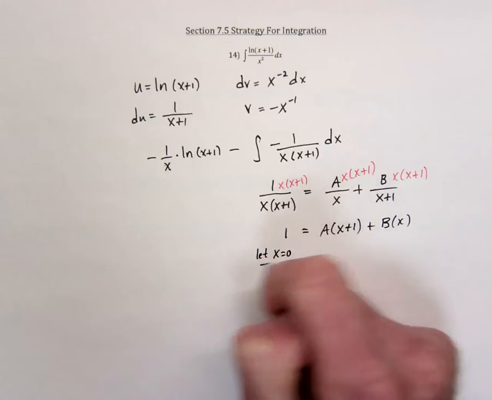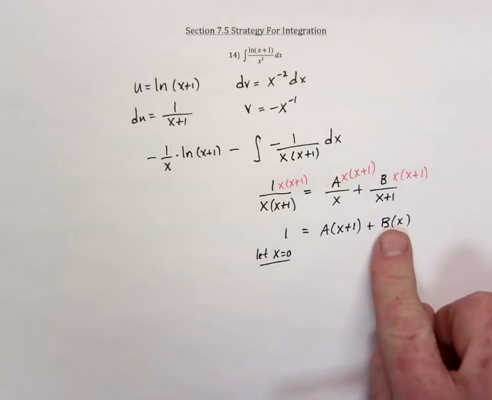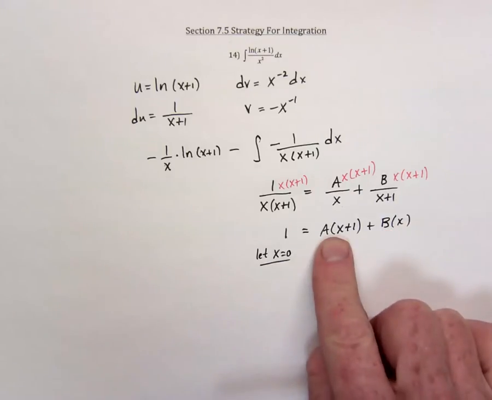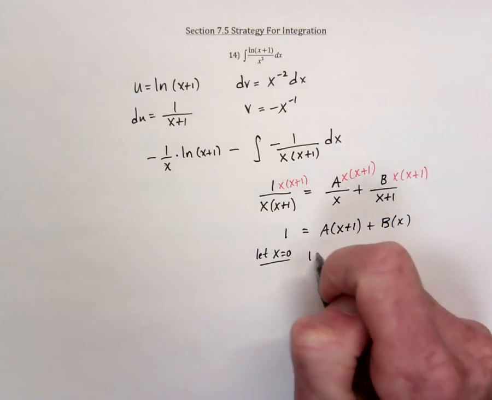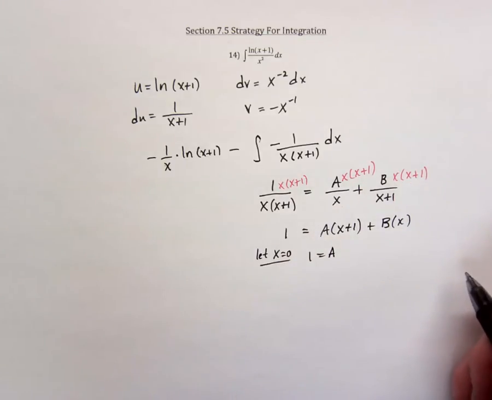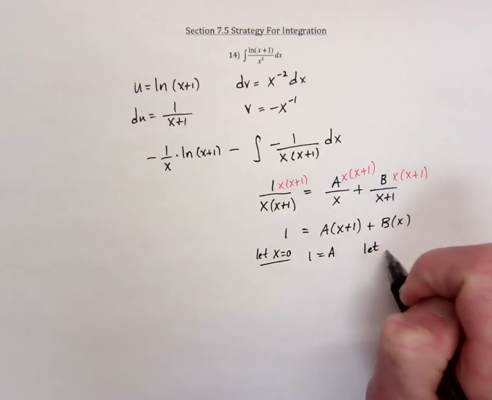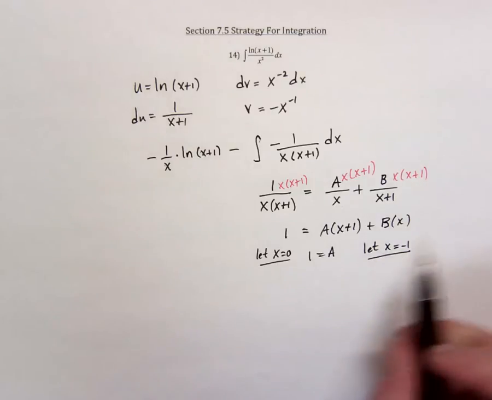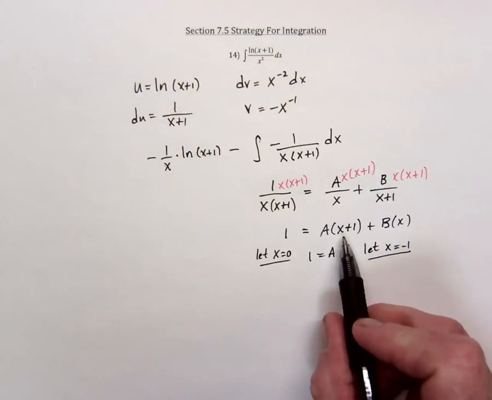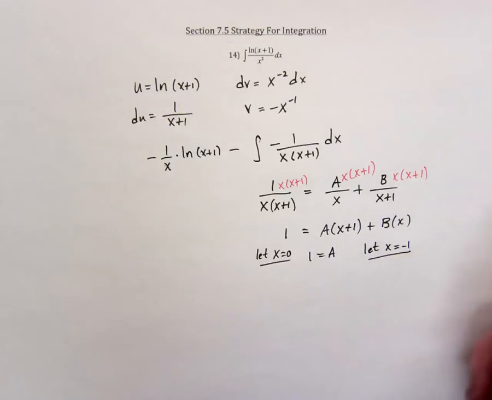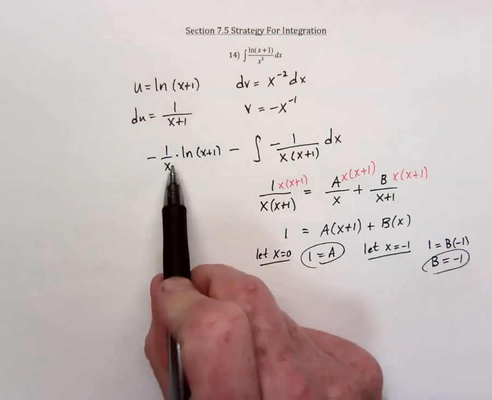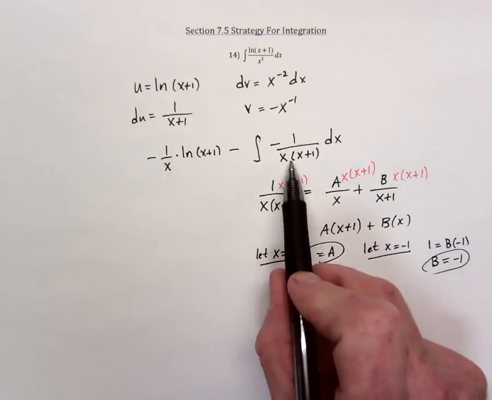Next, I would let x equal a number like 0, which will cancel this out. It will leave us just a times 1 equals 1. And then pick something for b, so we can find b, like x equals negative 1. So this would be zeroed out. So we'd have 1 equals b times negative 1. So b is equal to negative 1, a is equal to 1. So I'm going to come back to this after I finish integrating this.